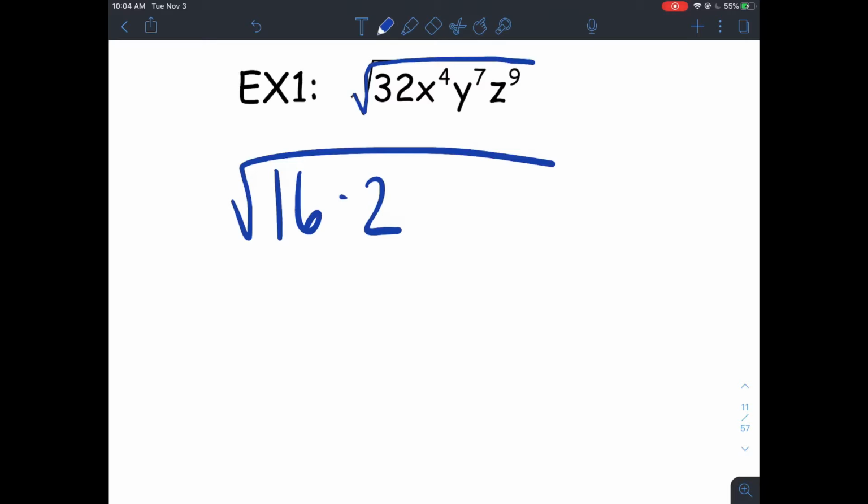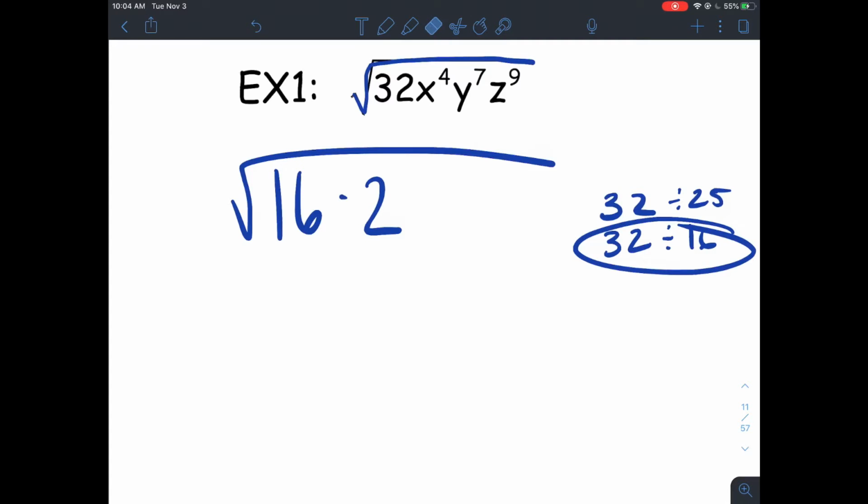And remember, you want to start with the highest number you can. So if you're starting at 32, you're going to go 32 divided by 25, 32 divided by 16, and you'll find out that 32 divided by 16 works, and you're going to do 16 times 2. All right.